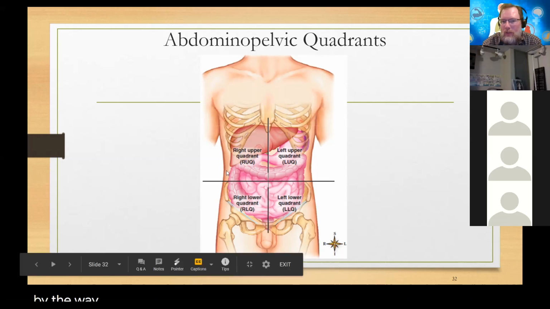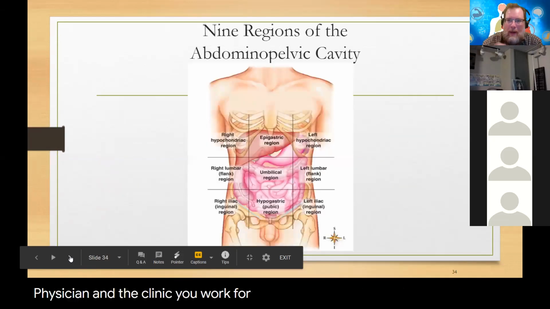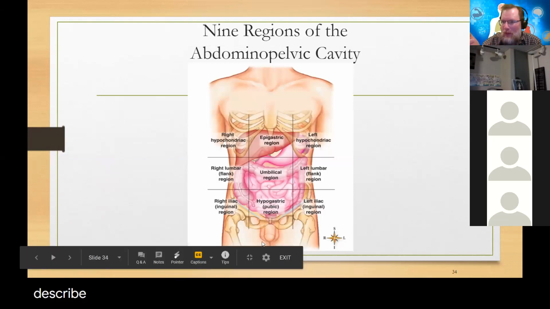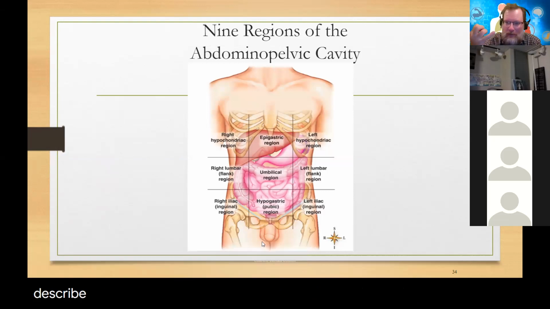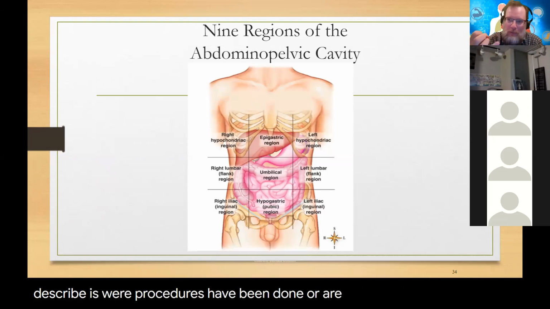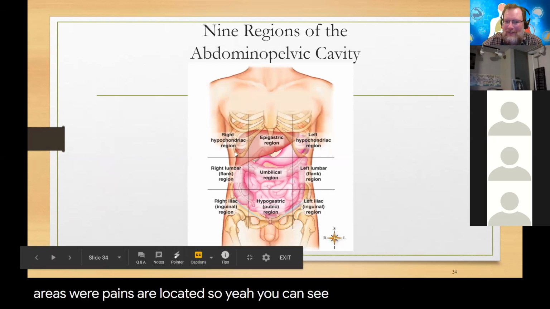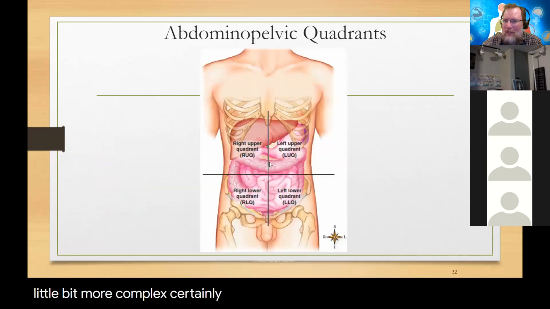And by the way, I'm going to go to the next slide. Depending on the physician and the clinic you work for, this is the other coding that is used to describe different areas where procedures have been done or are going to be done, different areas where pains are located. So you can see that the tic-tac-toe board is certainly a little more complex than the quadrant board. This is a lot easier. Look, RUQ, LUQ. Certainly it's less specific.